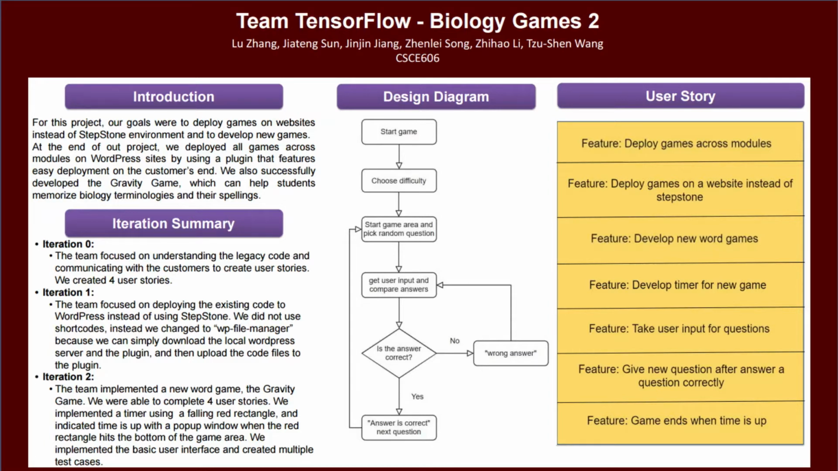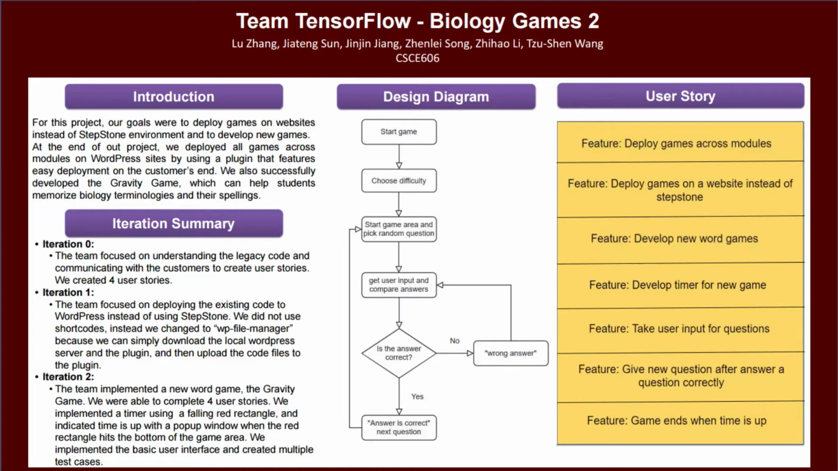At iteration 1, we focused on deploying the legacy code to WordPress. We were advised by the webmaster of this website to use plugins and shortcodes. So we found a WordPress plugin called WP File Manager that is a better approach. By using this plugin, we could simply deploy the local WordPress server, then upload the code we wrote to the server.